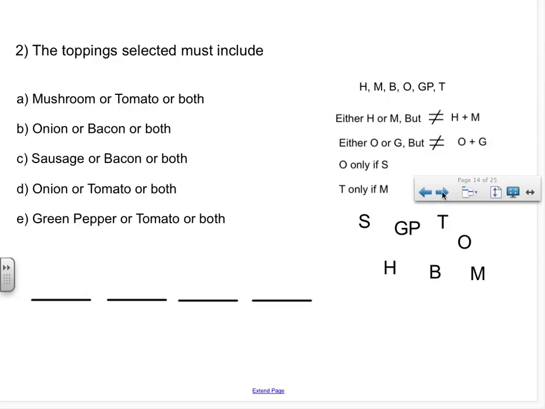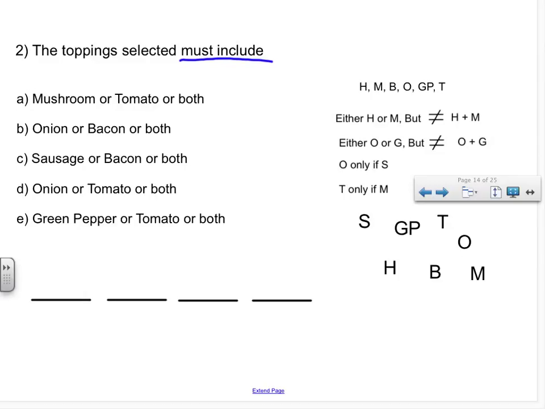Let's take a moment to read through question 2 together. The question 2 reads as follows. The topping selected must include. So the moment I see must include, I'm going to try and make a diagram where I don't include the 2 topping choices in the answer choices.